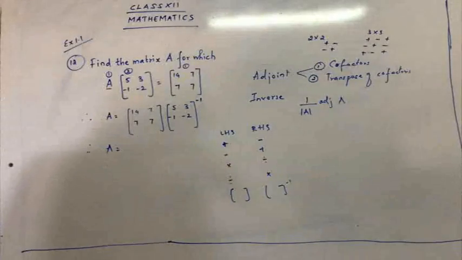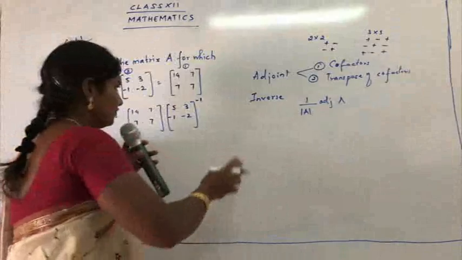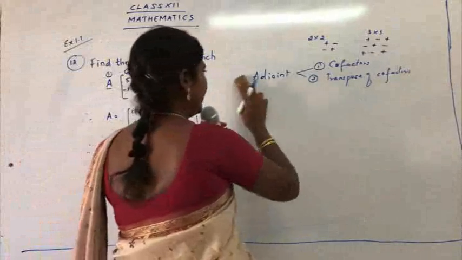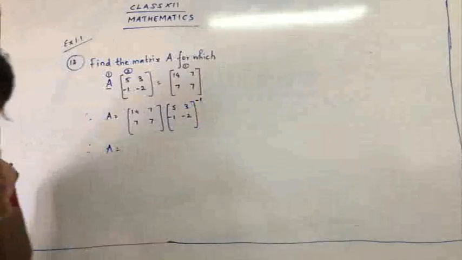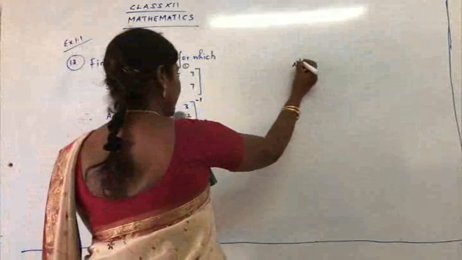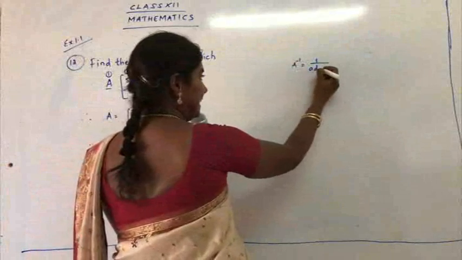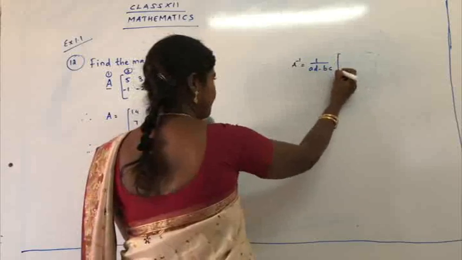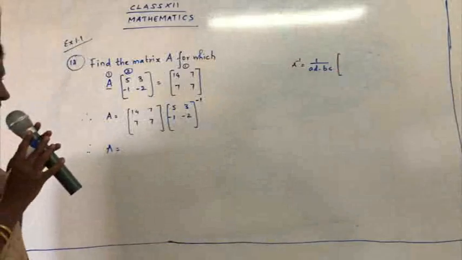So we are going to find the inverse part first. Now we are going to use a shortcut method or the formula method to find the inverse. So what is the formula, or how to find the inverse? I'll just write the formula over here. A inverse is 1 upon AD minus BC. Be careful, 1 upon AD minus BC.